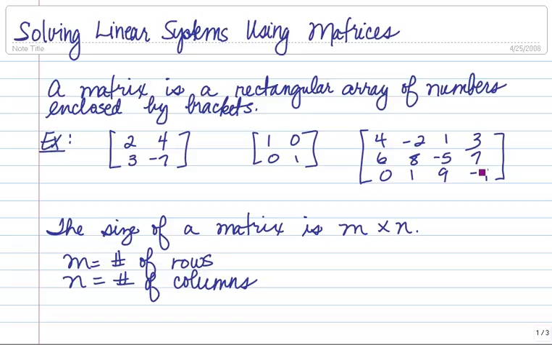But the way we denote the size of a matrix is we say it's m by n, where m is the number of rows and n is the number of columns. So for this first matrix, we have 2 rows and 2 columns, so this would be called a 2 by 2 matrix. The same thing goes for the second one, a 2 by 2 matrix. Now notice the third matrix has how many rows? 3 rows by 4 columns. Identifying the size is going to be important when we get to the calculator. So it's always rows by columns.